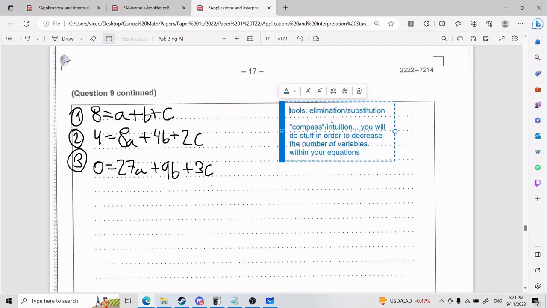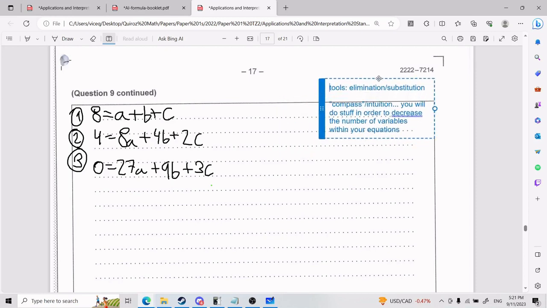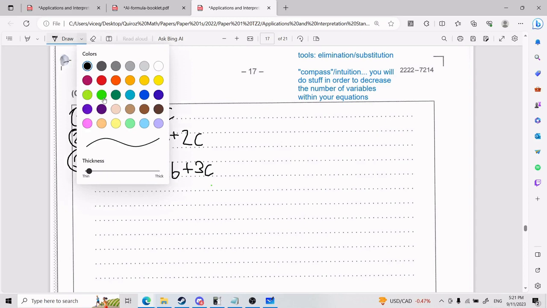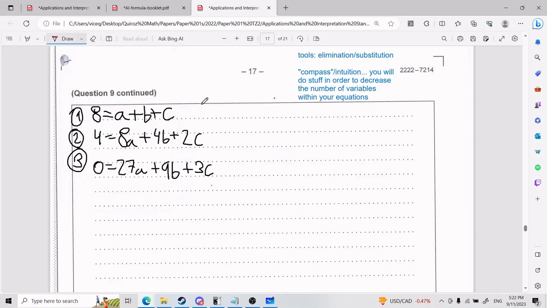So for example, right now you can see that all of these three have A, B, C. A, B, C, A, B, C. I'm going to notice in a second that that is going to change, all right? And the more you decrease the number of variables, the more you will get there.